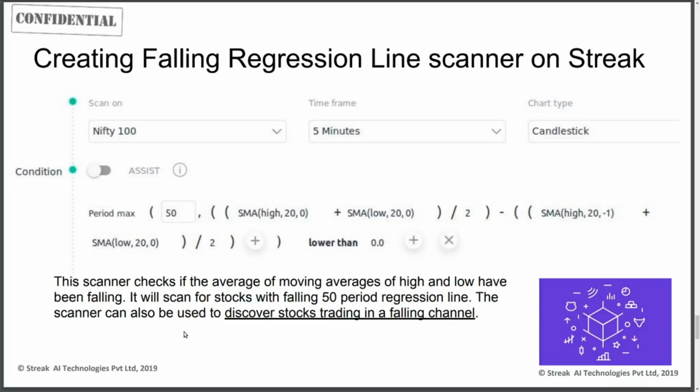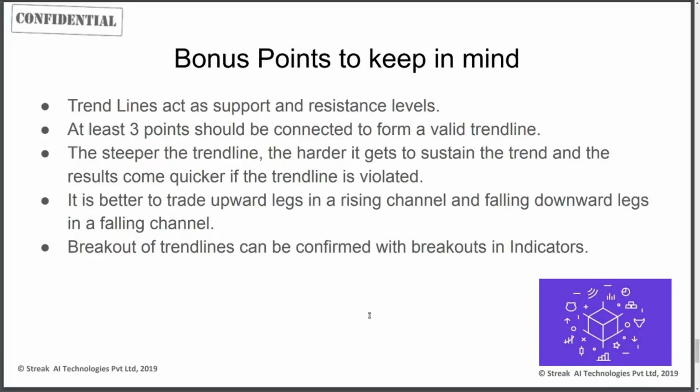So again, very simple. The scanner checks whether the average of moving averages of high and low has been falling. It scans for stocks that have been falling over the 15 regression period line, and it can be used to discover stocks trading in a falling channel. So let's come to the bonus points section of this webinar.